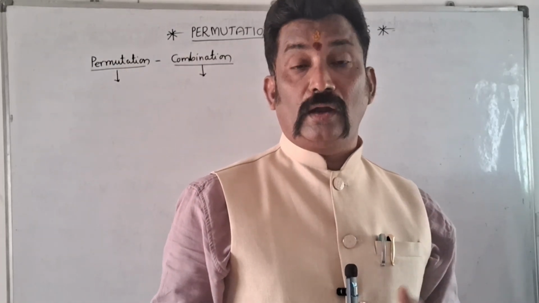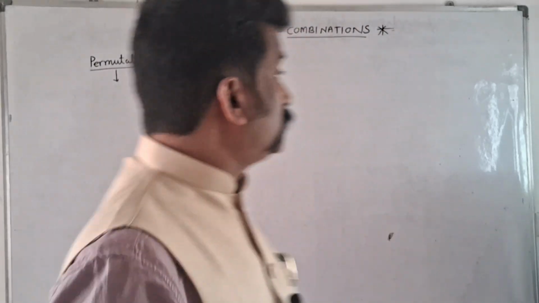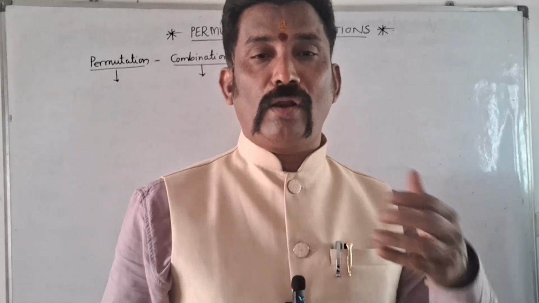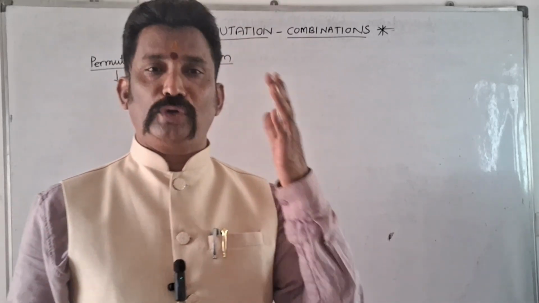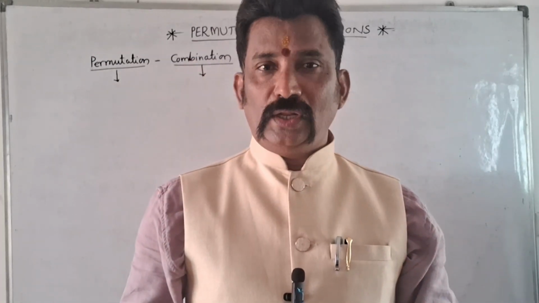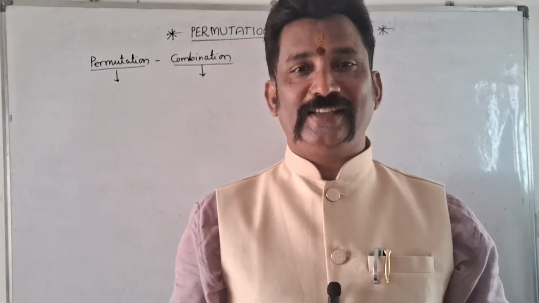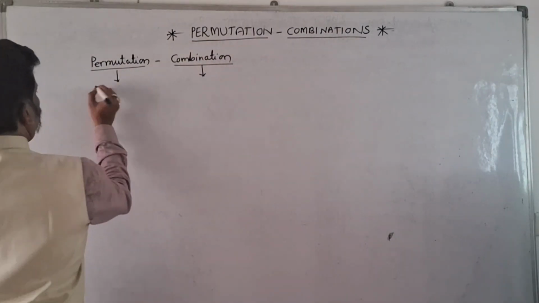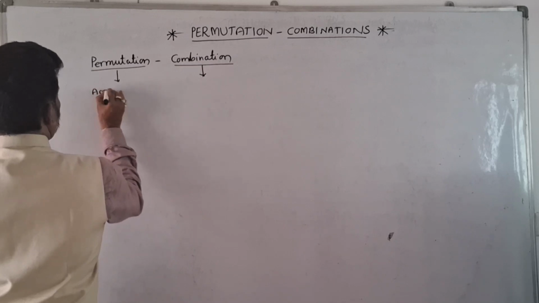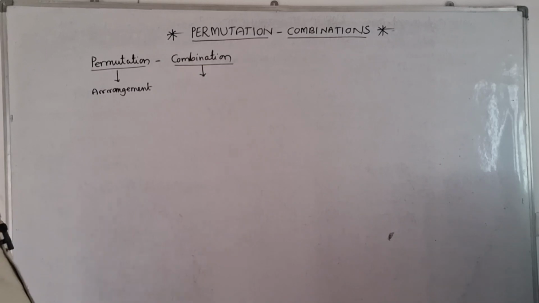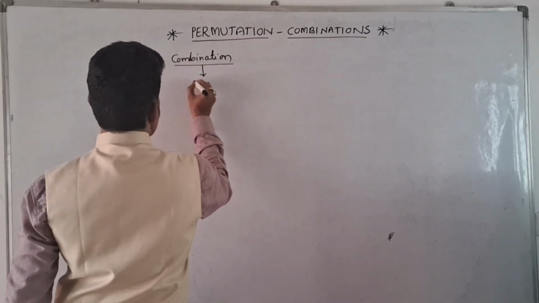According to the mathematical definition, each of the arrangements that can be made by taking some or all of a number of things is called a permutation. I repeat, each of the arrangements. Actually, the meaning of the word permutation is arrangement. And the meaning of the word combination is selection.